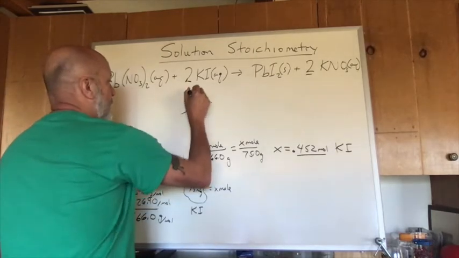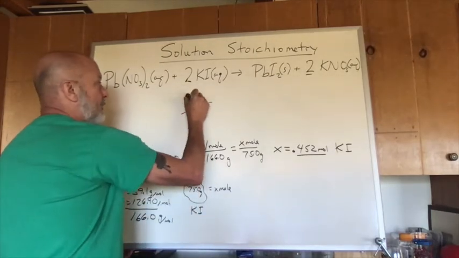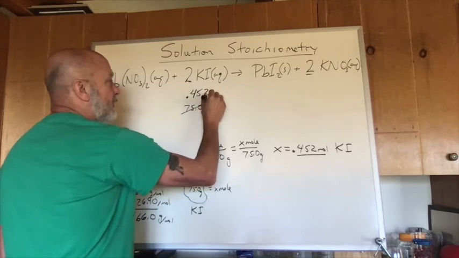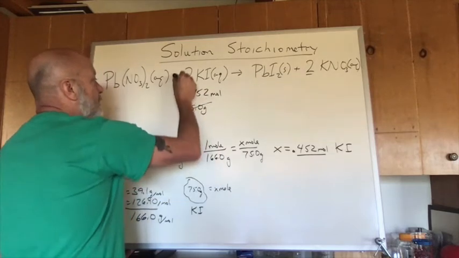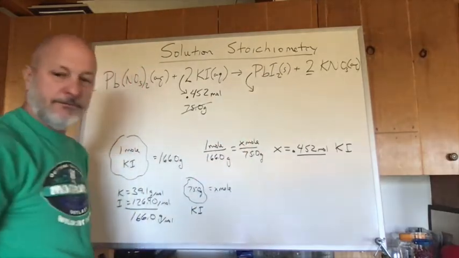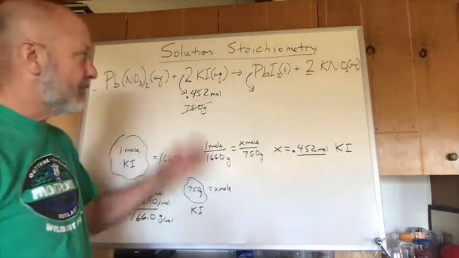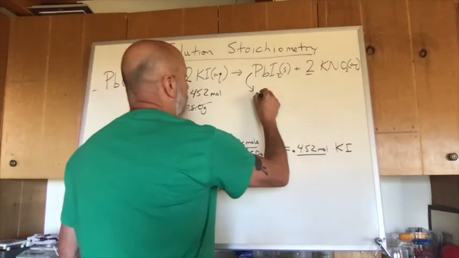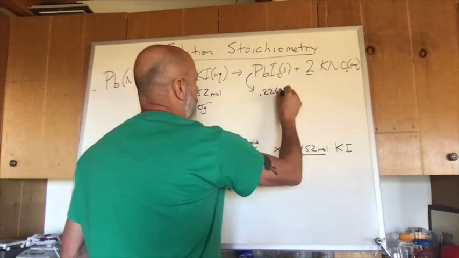Let's plug that in now. So now that we're out of mass and we're into moles, we can plug it in and do our stoichiometry. 2 is to 0.452 as 1 is to x. And if you solve that, it's half of 0.452, or 0.226 moles.